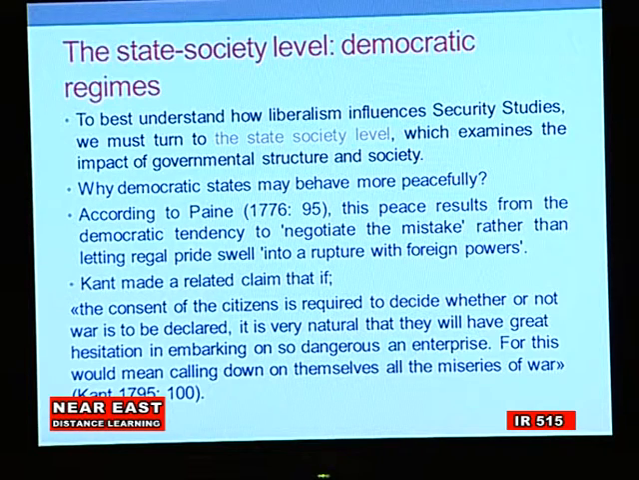Paine puts forward that peace results from the democratic tendency to negotiate the mistake rather than letting regal, if you like, pride swell into a rupture with foreign powers. So according to Paine, the main motivation behind democratic states acting in a more peaceful manner in the international system is that they are more eager to negotiate their mistakes. The interaction and understanding between more democratic states is much higher according to Paine, and this naturally contributes to security.